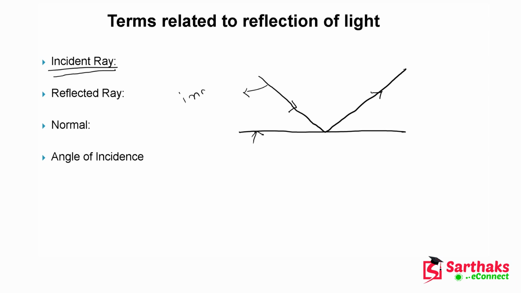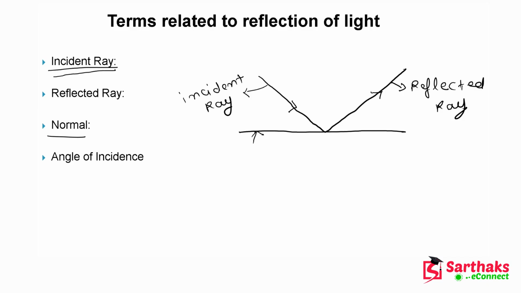Let me write it for you: incident ray. And after the reflection, the ray which is going back to the same medium is known as reflected ray. So this ray is known as reflected ray.